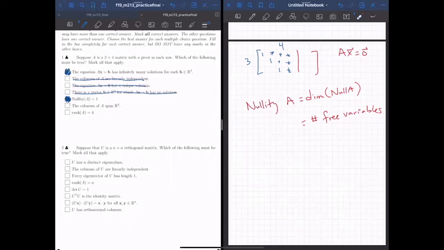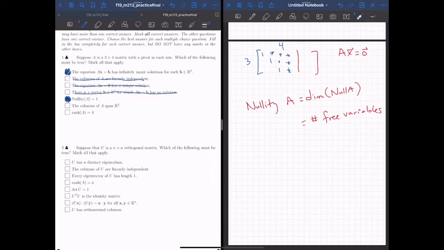The columns of A span R3. What do you have to check for in order to see if the columns of A span R3? Linear independence. But from at least 3 of those, right? Yes, I see what you're saying.